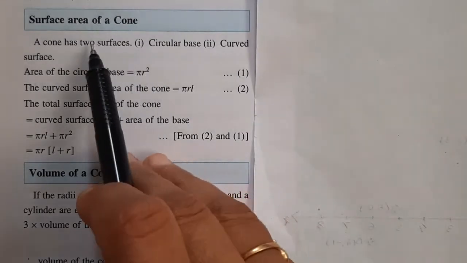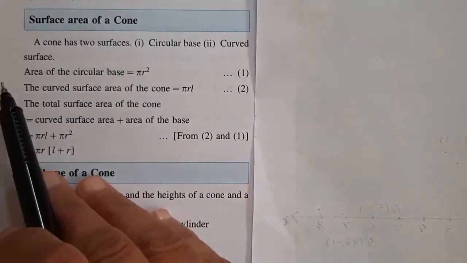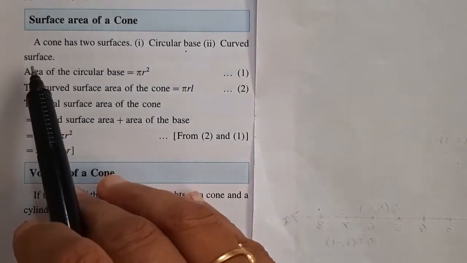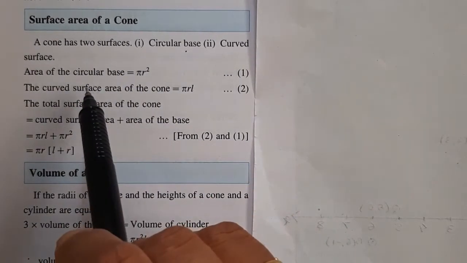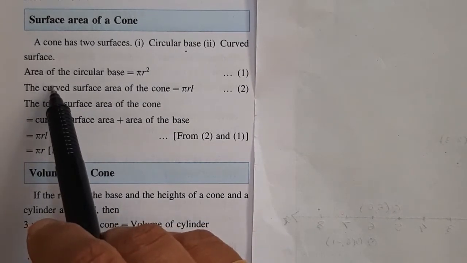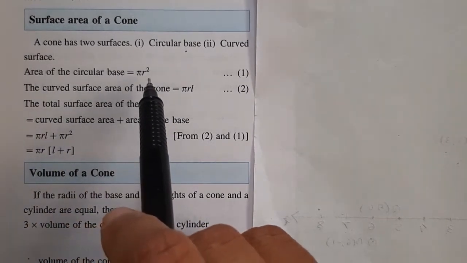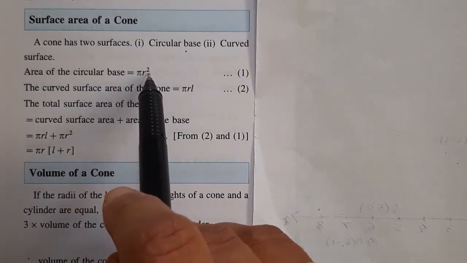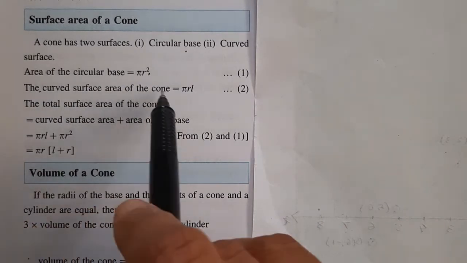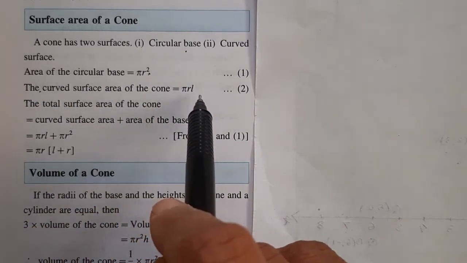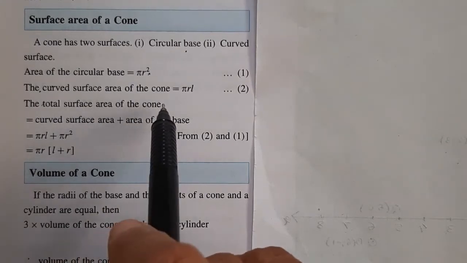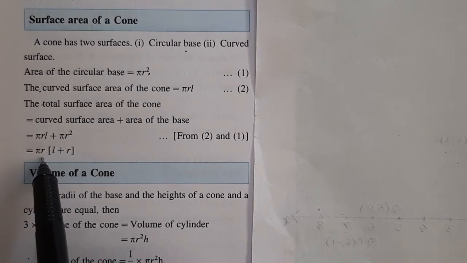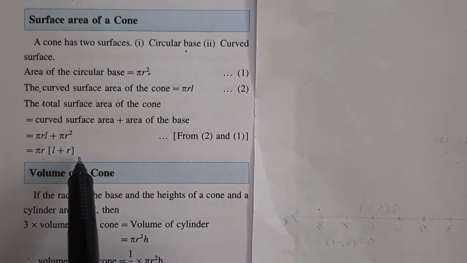Next concept is surface area of cone. A cone has two surfaces, circular base and curved surface. So with the help of this, we have to get some formulas. Area of the circular base is pi r square. The curved surface area of cone is pi r L. Total surface area of cone is curved surface area plus area of the base. So together we will get pi r in bracket L plus R.